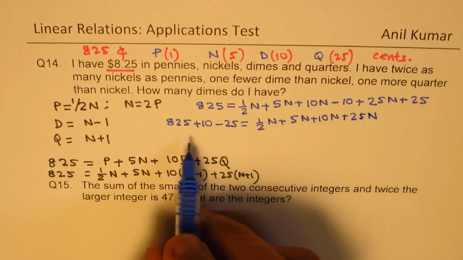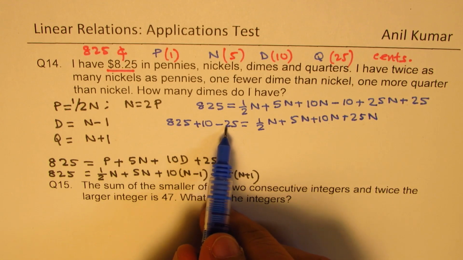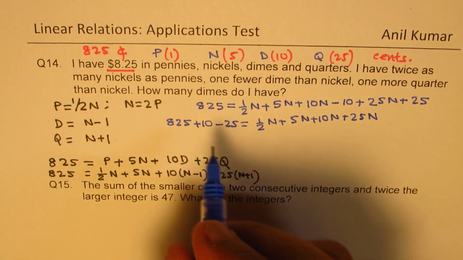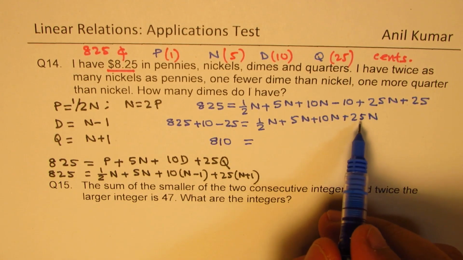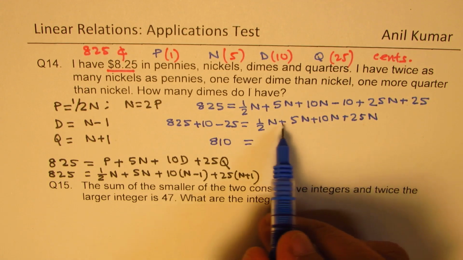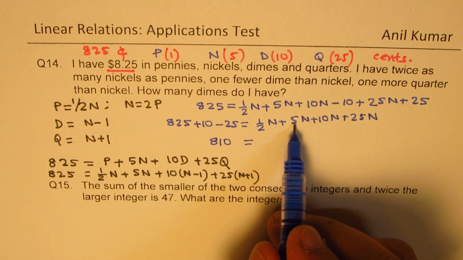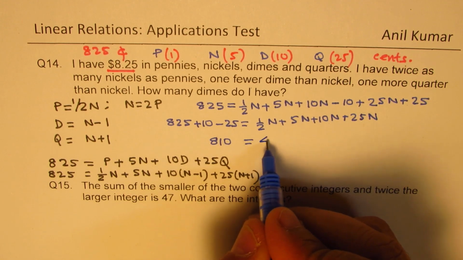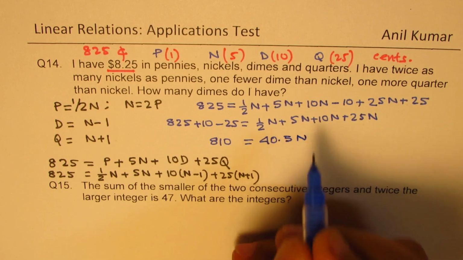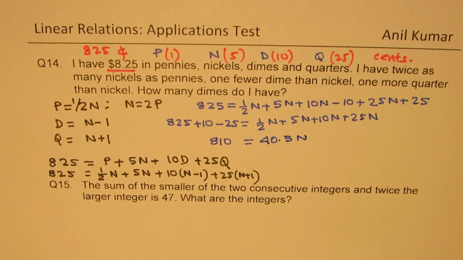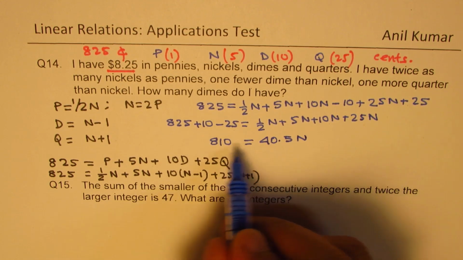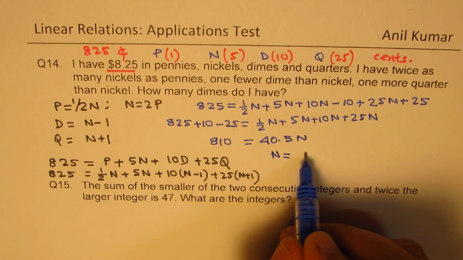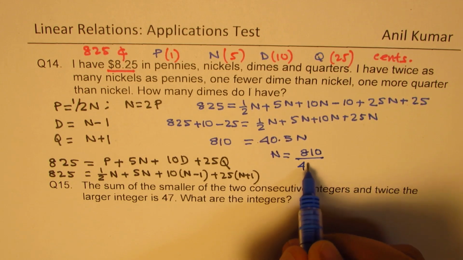Is it okay? So when you take away 25, you get 800, and when you add 10, you get 810. And on this side, what do you get? 25 plus 10, 35, plus 5, 40, and 40 plus half, we get 40.5 nickel, right? We'll just write it in decimals. 40.5 is kind of half of 81, you can think about it. So from here, we can find what nickel is by dividing this by 40.5. So nickel is 810 divided by 40.5.